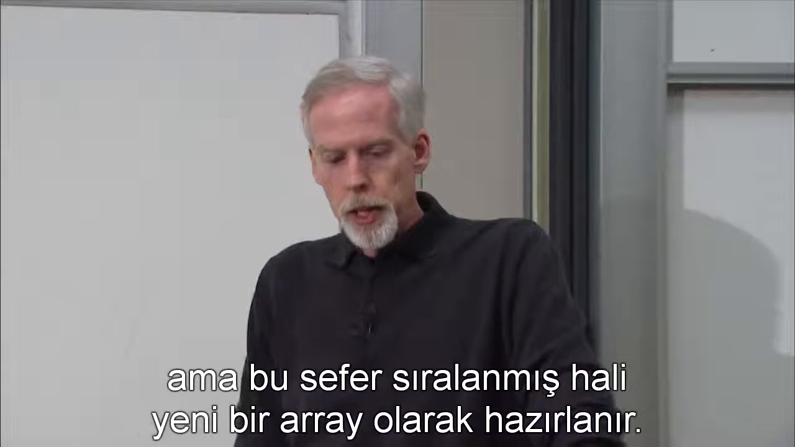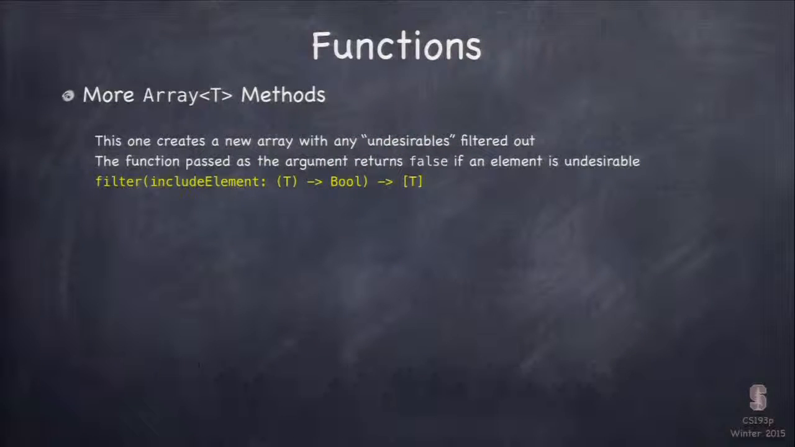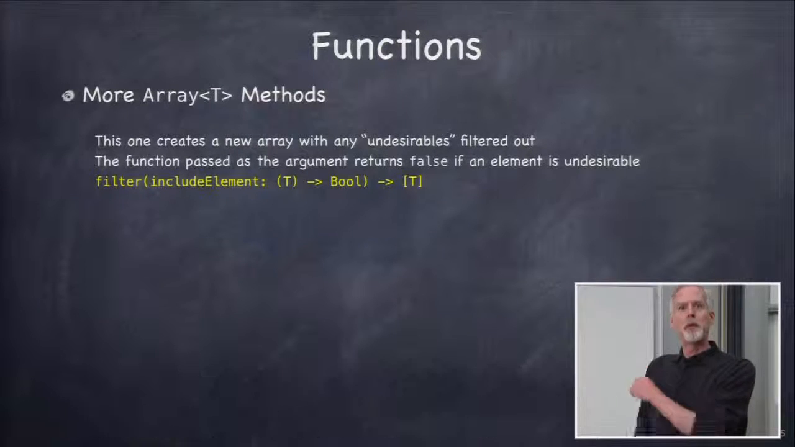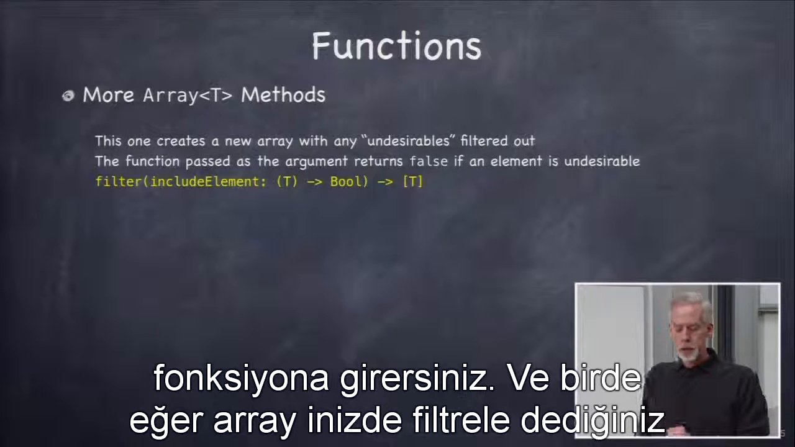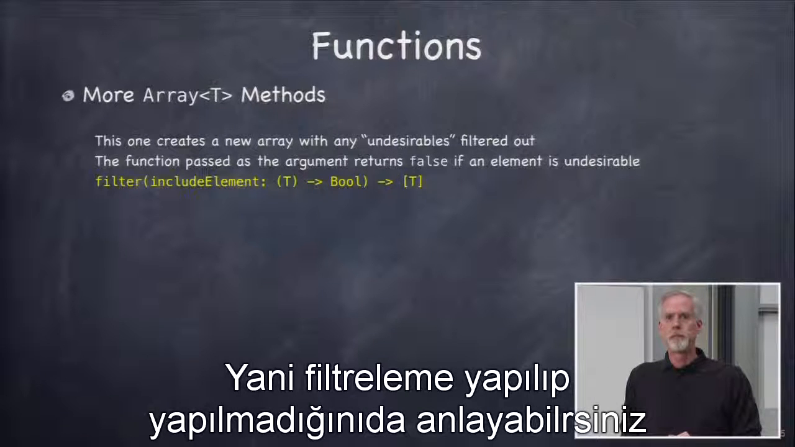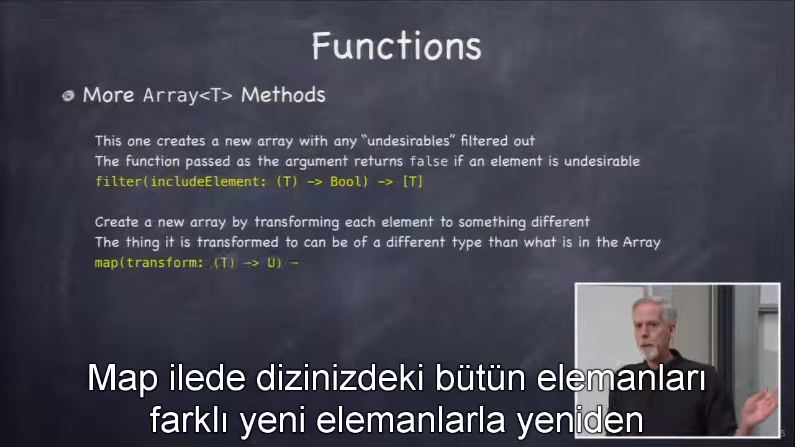More array methods, okay? So these three are pretty cool. This one's called filter. So filter will give you a new array with all the undesirable elements filtered out of there. And the way you specify which ones are all undesirable is with the argument, which is a function that just returns a bool, whether something's undesirable or not. Make sense? And there's another one you can do by mapping.